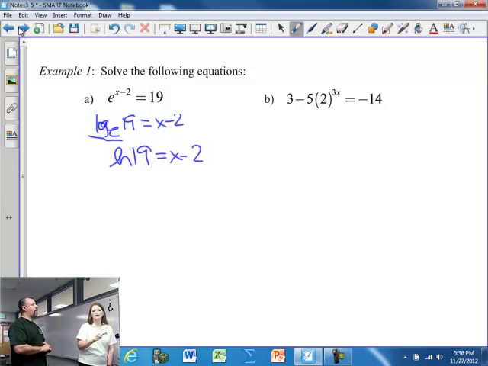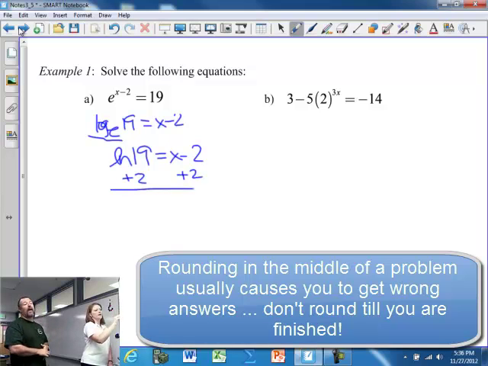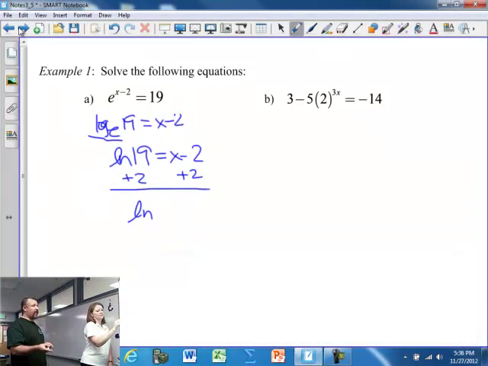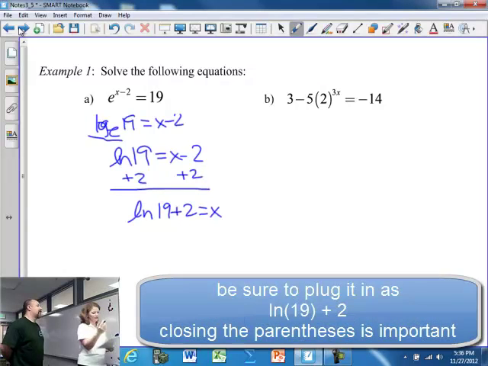Now, one thing you want to be very, very careful of is don't evaluate the natural log of 19 yet. You don't have x by itself yet. You want to get one expression so you can type the whole thing into your calculator and get an answer without any rounding error. If you round it off now, and then do other things, and then round off your final answer, you're just going to get it wrong, because it's not right to 3 decimal places. So you type this into your calculator, because it is a base e, and you're going to get 4.944.